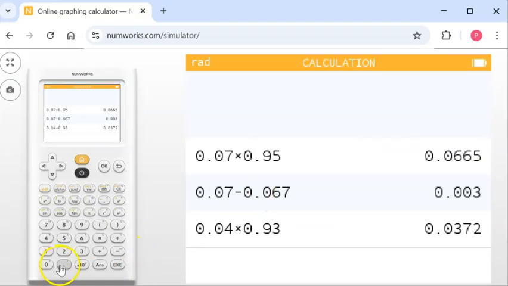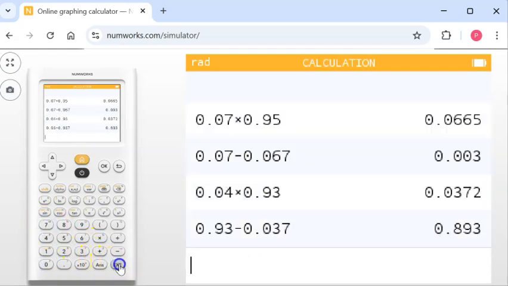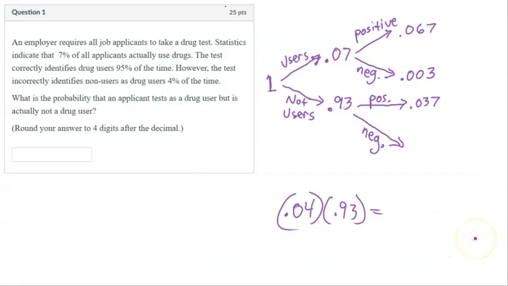0.93 minus 0.037 gives us 0.893. If we add 0.893 plus 0.037, we get 0.93. And if we add up all four of these numbers, we get 1. So now we've got our tree diagram created.